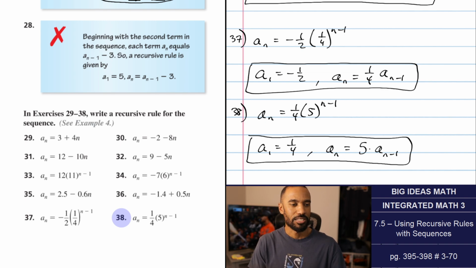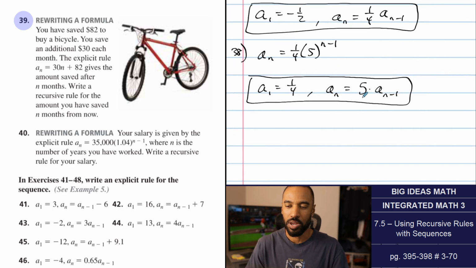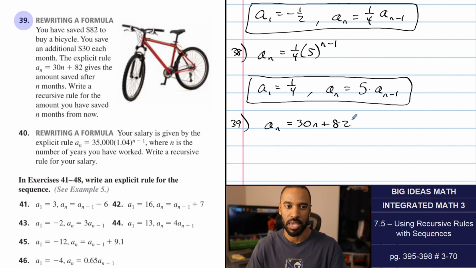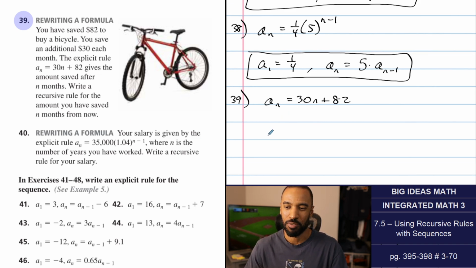Okay. Let's see what's coming next. Oh, here's where we're going to do those, but we start with these two. Number 39, rewriting a formula. You have saved $82 to buy a bicycle. You save an additional $30 each month. The explicit rule a sub n equals 30n plus 82 gives the amount saved after n months. Write a recursive rule for the amount you have saved n months from now.